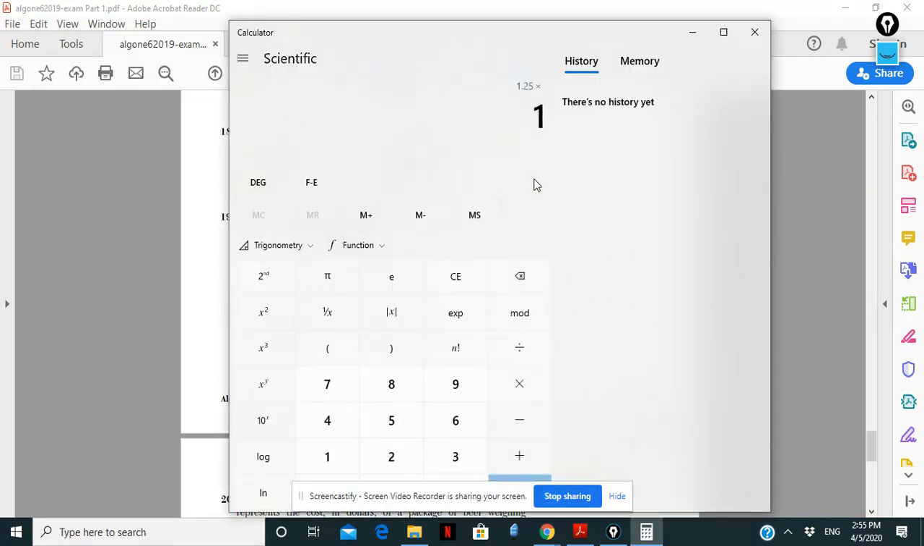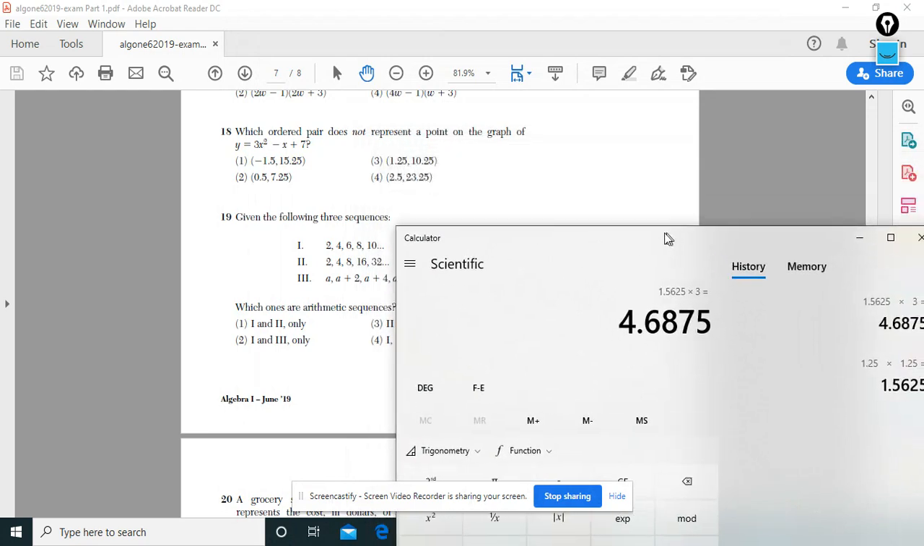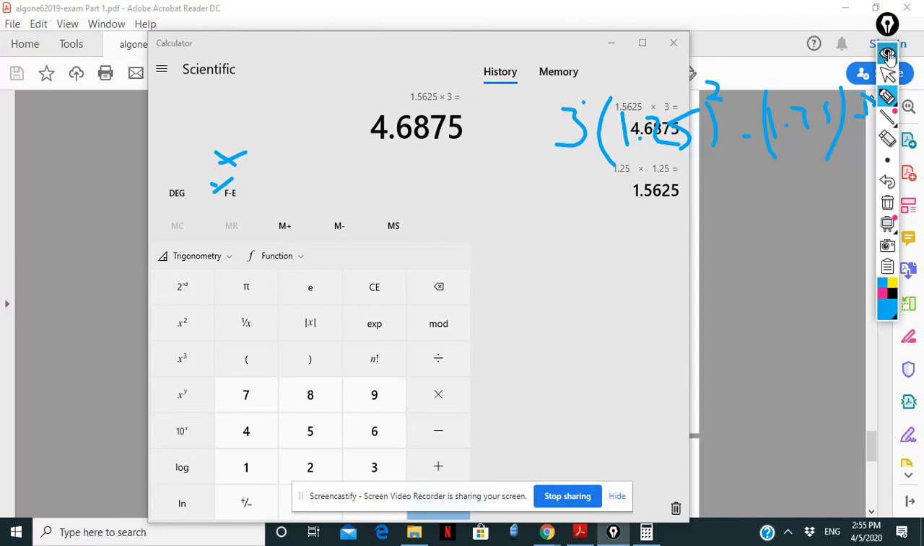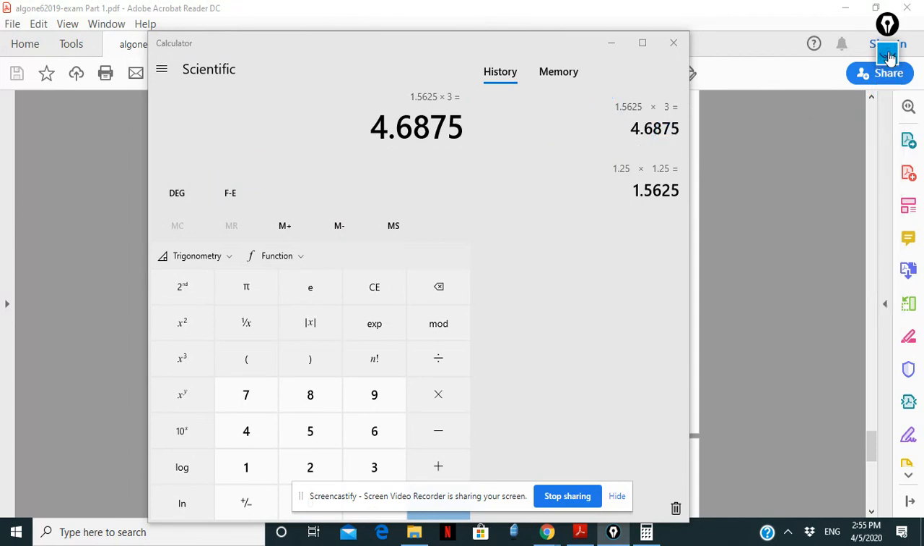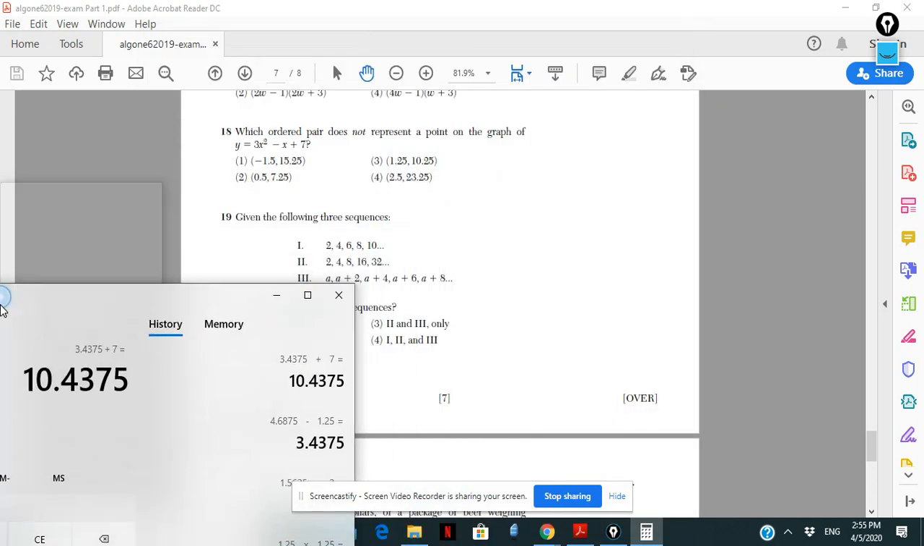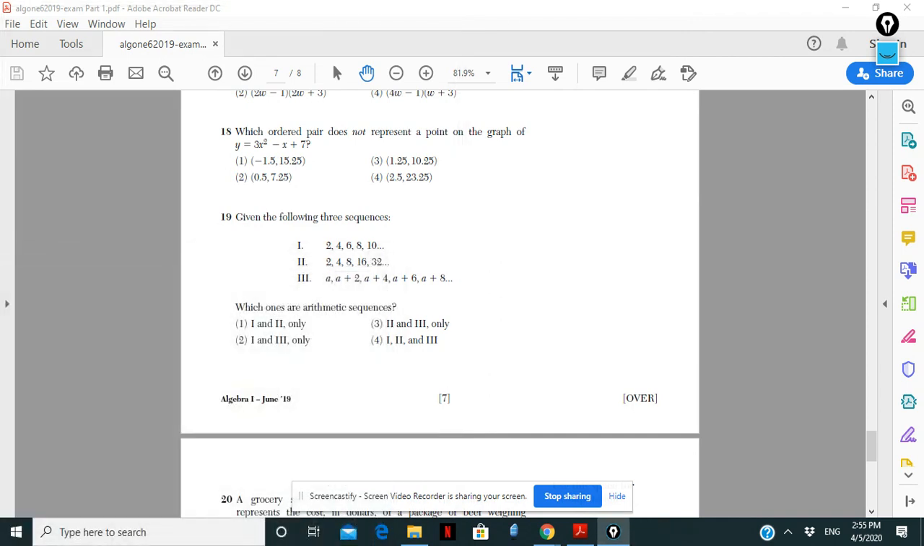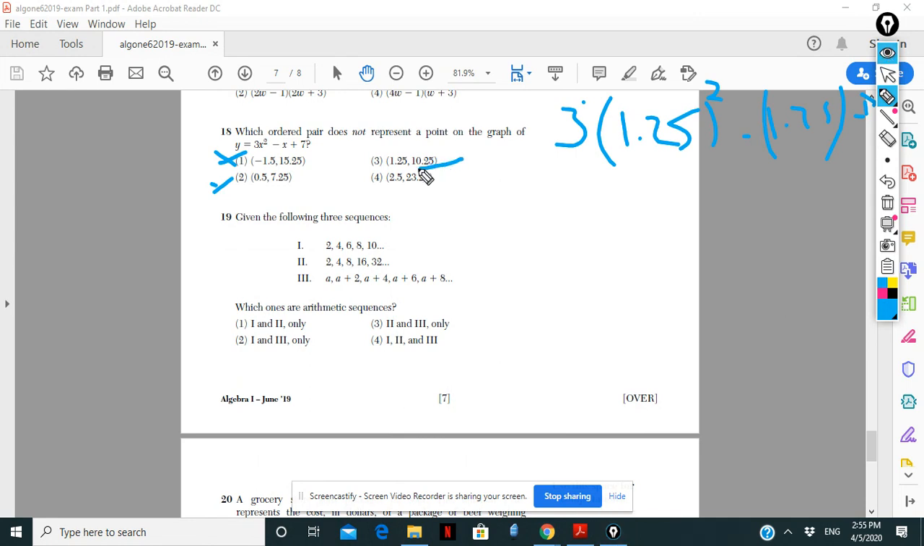1.25 times 1.25 is 1.5625, times 3, 4.6875, minus 1.25 plus 7. So it should give me 10.4. So this one is incorrect. This one is the answer.